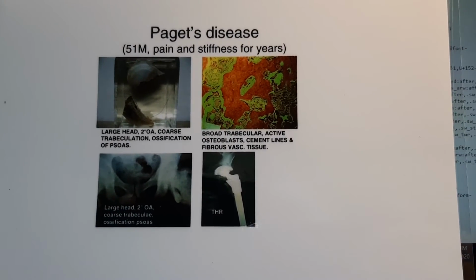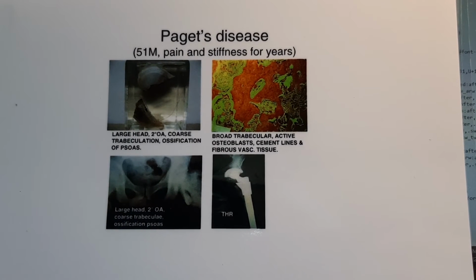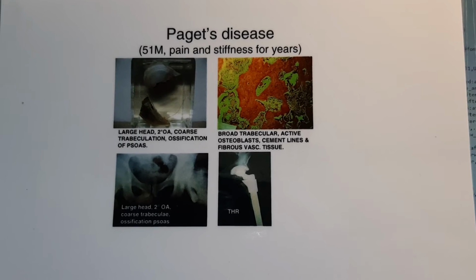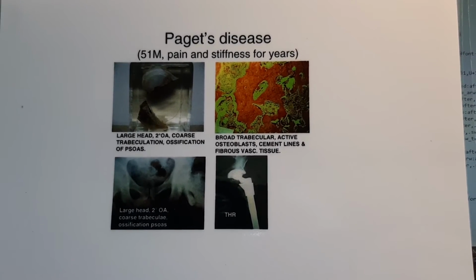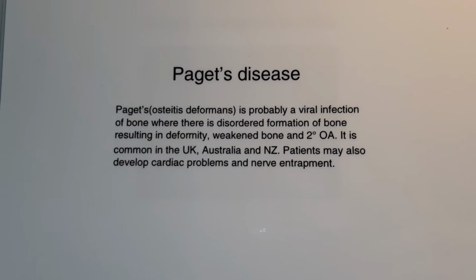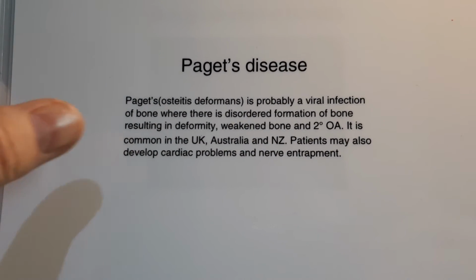Paget's disease, quite common in Australian, New Zealand, British and American population. Bone overgrows, but is actually quite fragile, gets secondary OA. Here's a hip replacement resulting from it. Further information about Paget's.